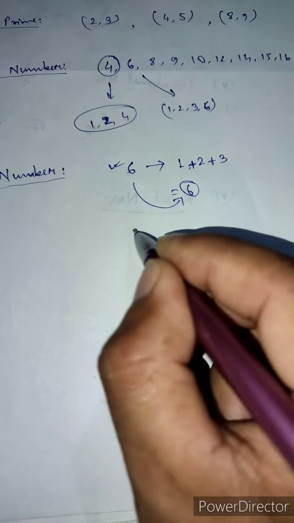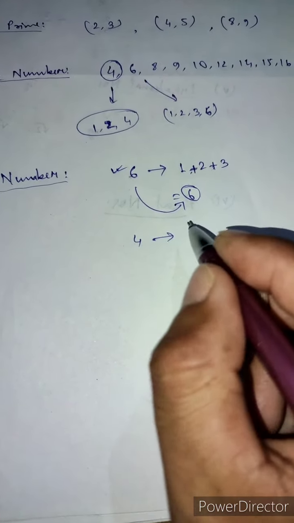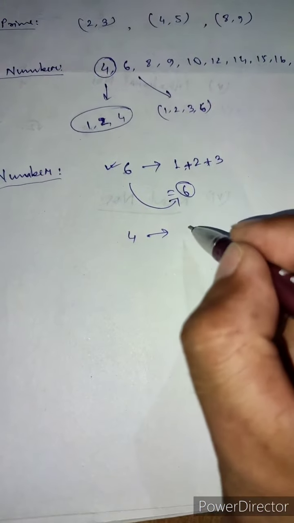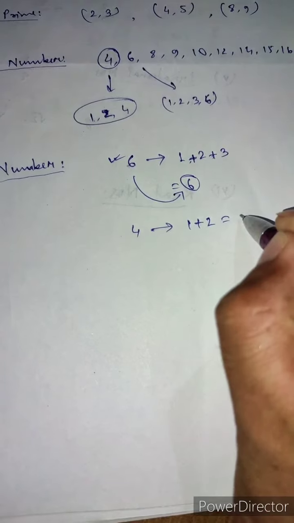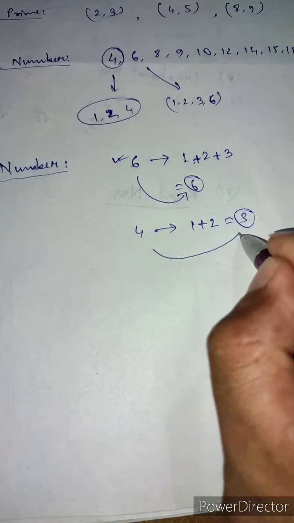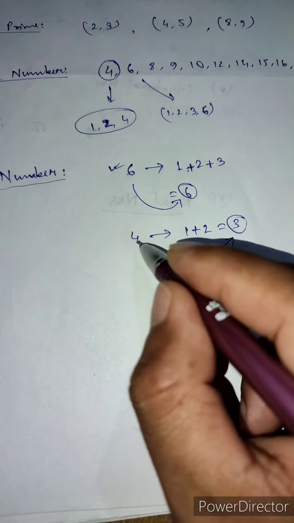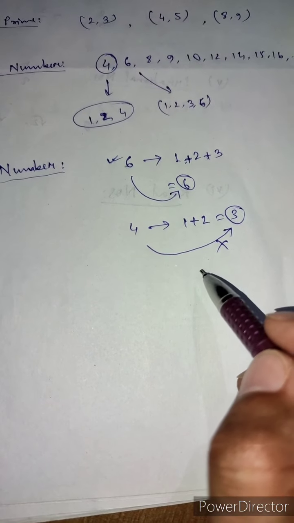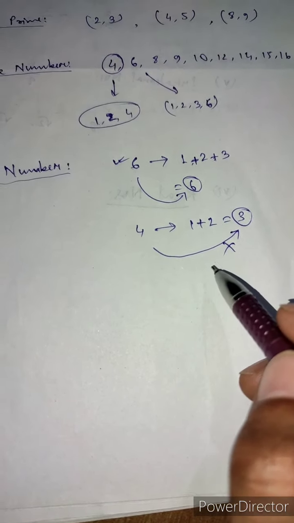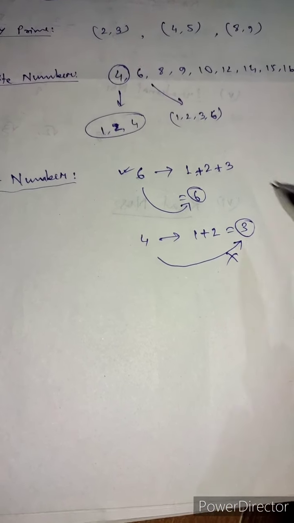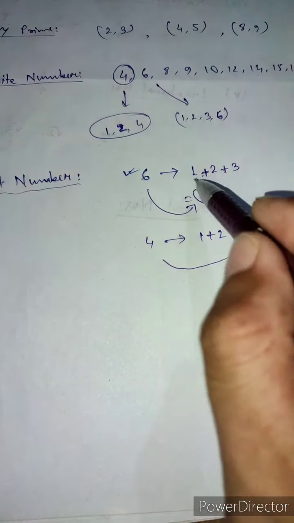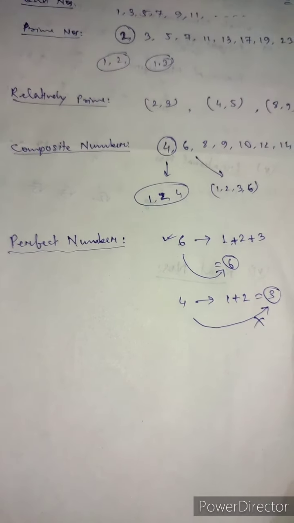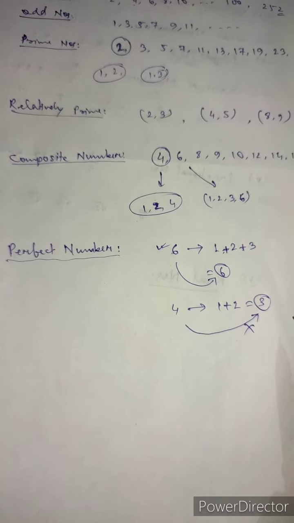But if you take 4, then 4 has what? Other than 4 there are 2 factors only, 1 and 2, and the sum is equal to 3, and this is not equal to 4, and that is why 4 is not a perfect number. There is 28 also, which is a perfect number, and other numbers you can check with this process. So this is the idea of perfect numbers, and I hope you understood all these ideas.